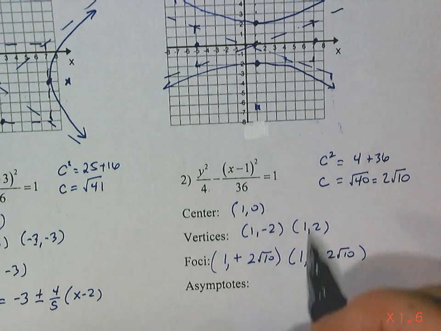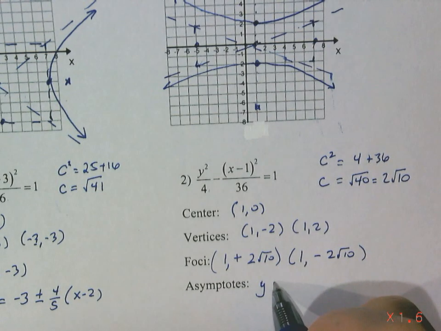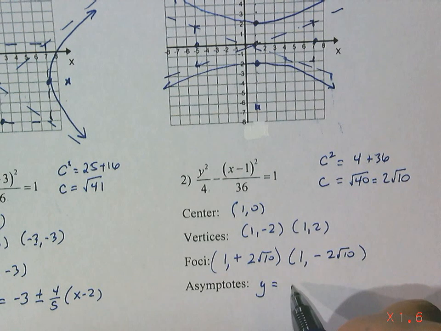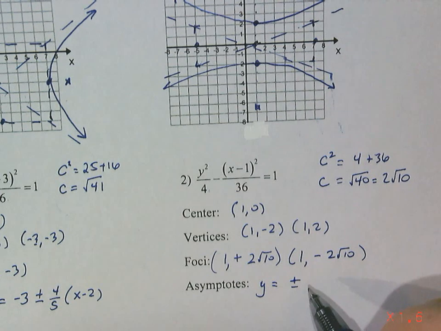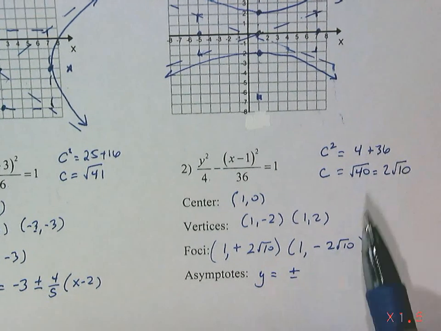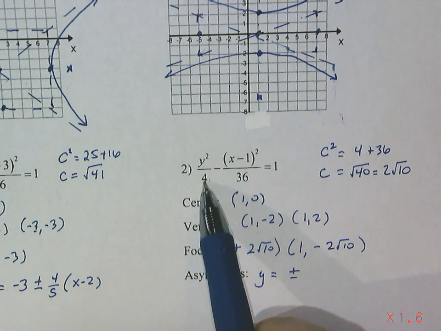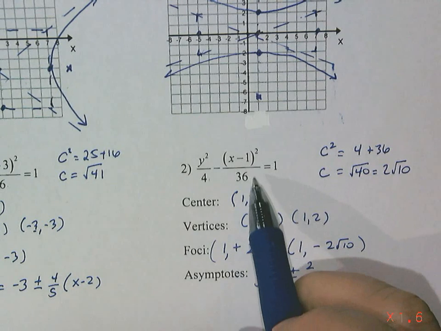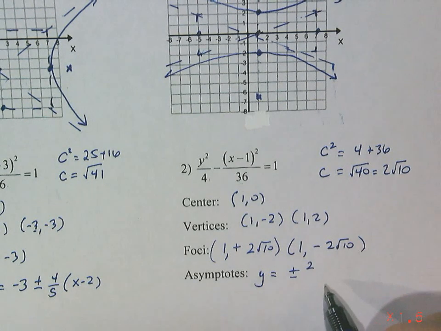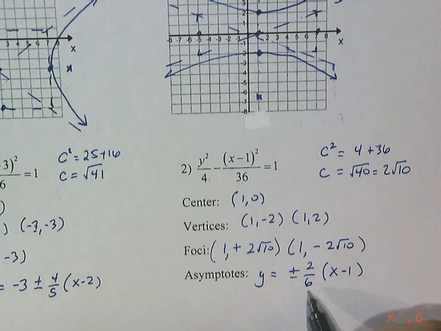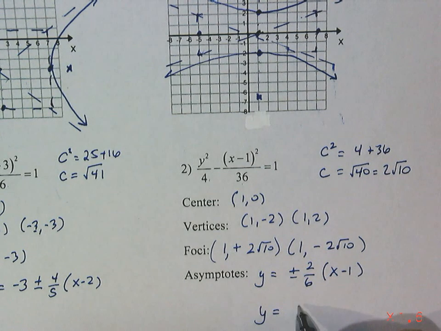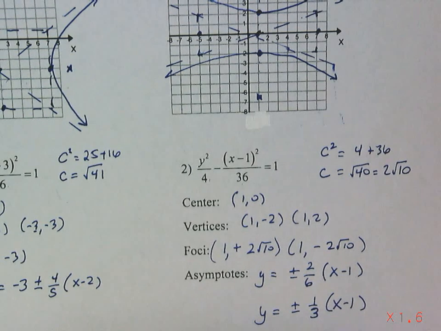My asymptotes, y equals k. Well, in this case, k is 0. Then I have plus or minus b over a. B is always the square root of underneath the y. So 2 over a, square root of 36 is 6. And then x minus 1. And then I would just reduce that fraction. Y equals plus or minus 1/3 x minus 1.